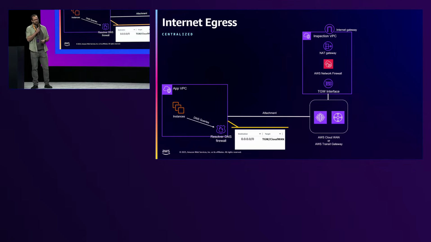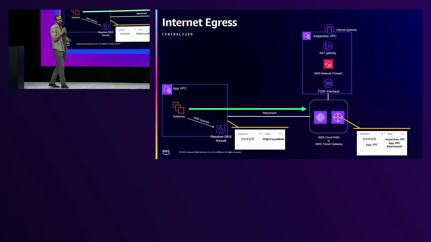The next thing you need to make sure you configure is routing inside that VPC to forward any internet-bound traffic to Transit Gateway or Cloud One. On Cloud One or Transit Gateway, you would also need to make sure you have routes forwarding the traffic, outbound traffic, to the inspection VPC.